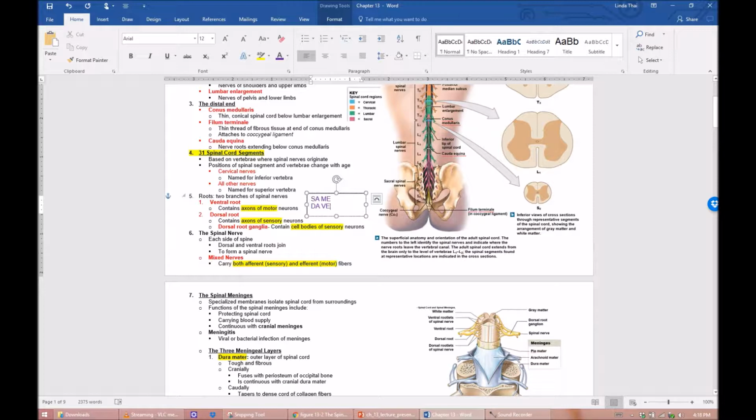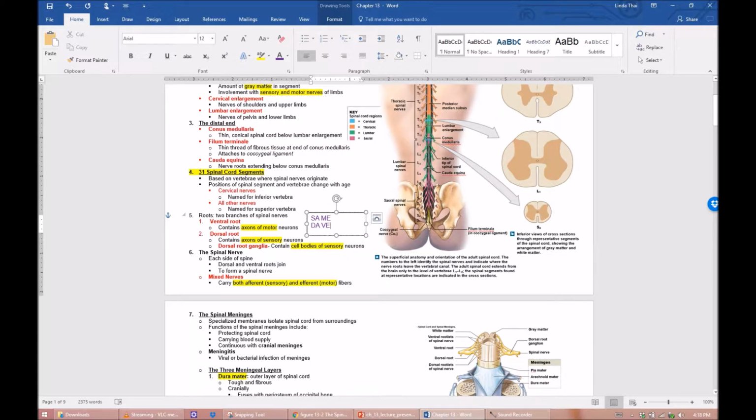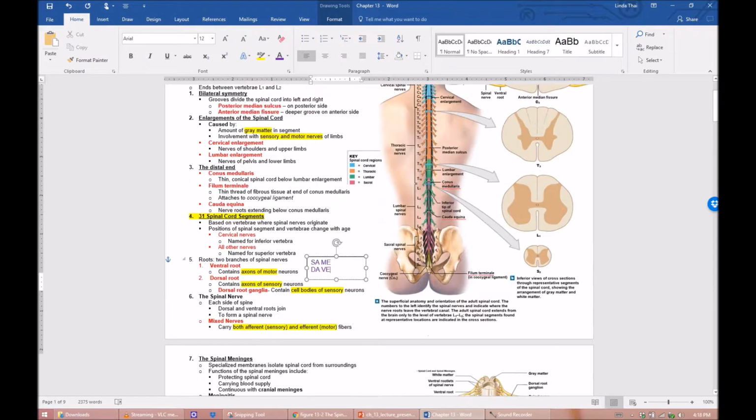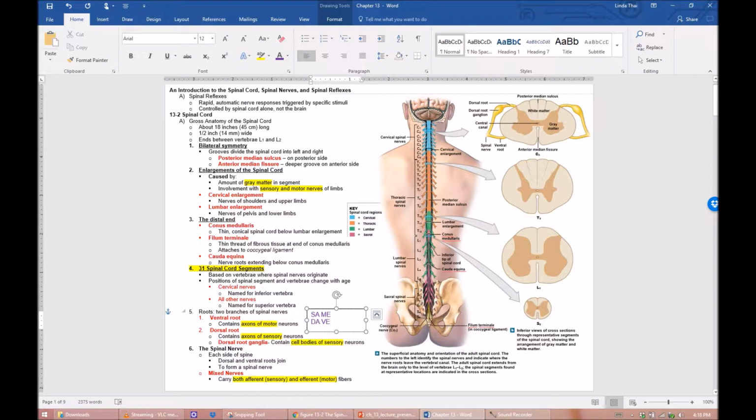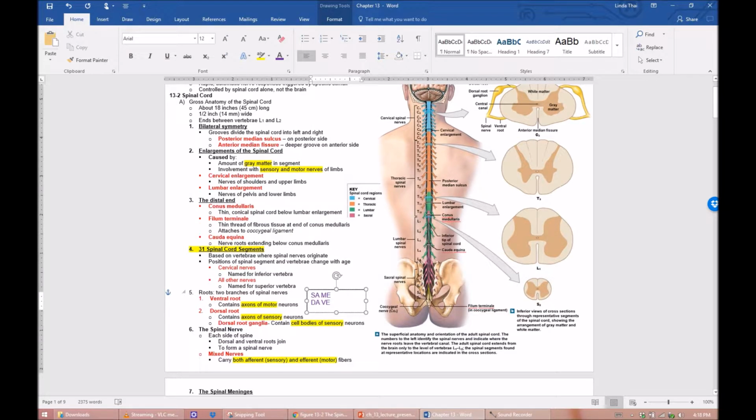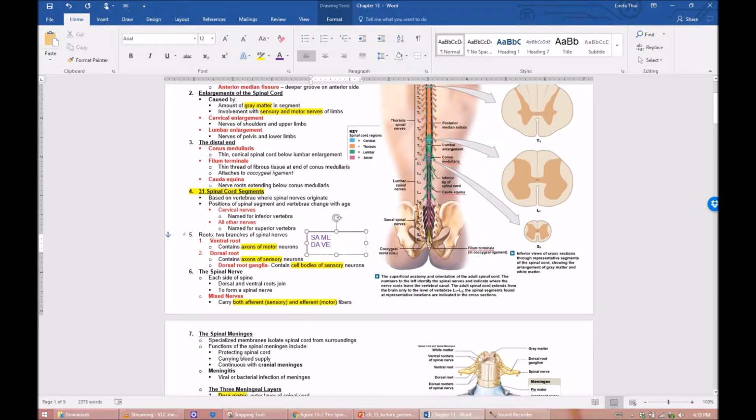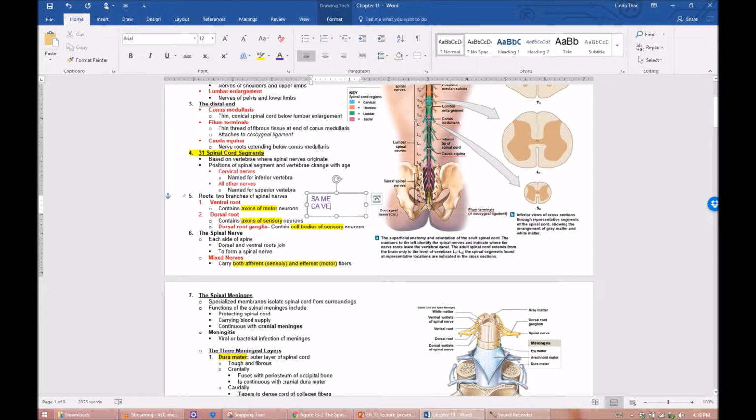So the dorsal root contains axons of sensory neurons. Remember, axons are those long chain structures that are very thin. The dorsal root ganglion contains cell bodies of sensory neurons. So D stands for Dave, it's going to have sensory neurons. And remember that they contain cell bodies because if you look at the dorsal root ganglion, there's a bulge right here. The cell bodies are round and they're larger than the axons. So there are no cell bodies of motor neurons in our spinal nerves.